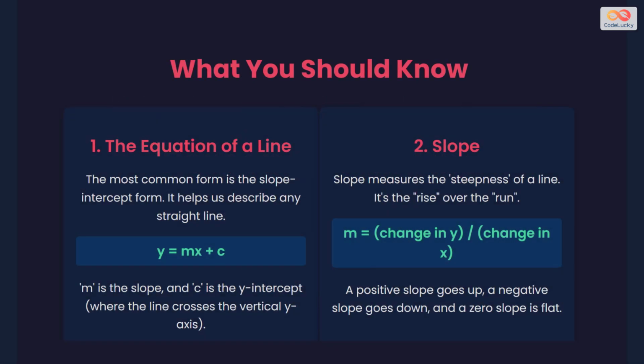Before we begin, let's quickly review two key concepts. First, the equation of a line, often written as y equals mx plus c, where m represents the slope and c is the y-intercept. Second, slope itself, which is the measure of a line's steepness, calculated as the change in y divided by the change in x.